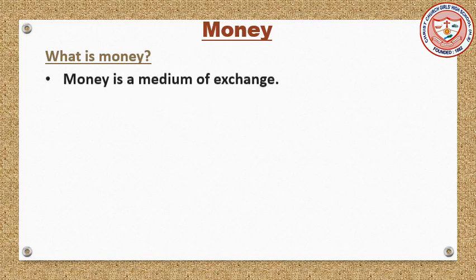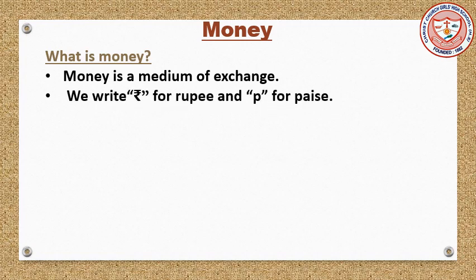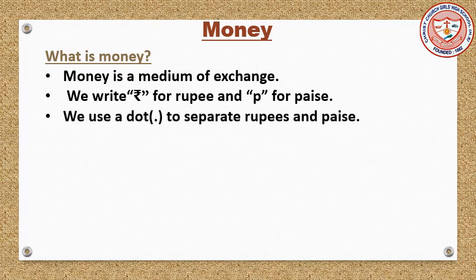Students, let us revise the chapter Money. First of all, we need to know what is money. Money is a medium of exchange. We write this symbol for rupee and small p for paise. We use a dot to separate rupees and paise.